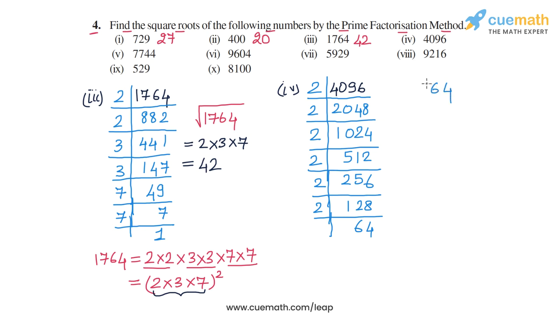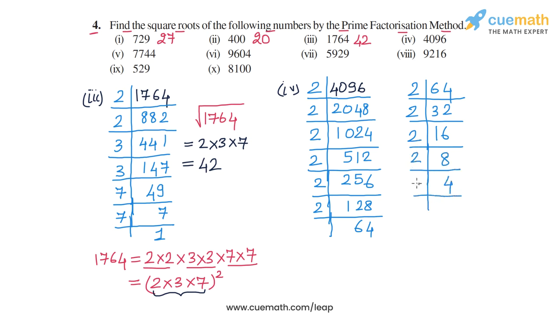So 64, and we take out 64 is even, so we take out 2 again and that gives us 32. And from 32 we take out 2 again, so that gives us 16. And from 16 we take out 2 again, so that gives us 8. And take out 2 again, that gives us 4. Take out 2 again, that gives us 2. And take out the last 2, that gives us 1.